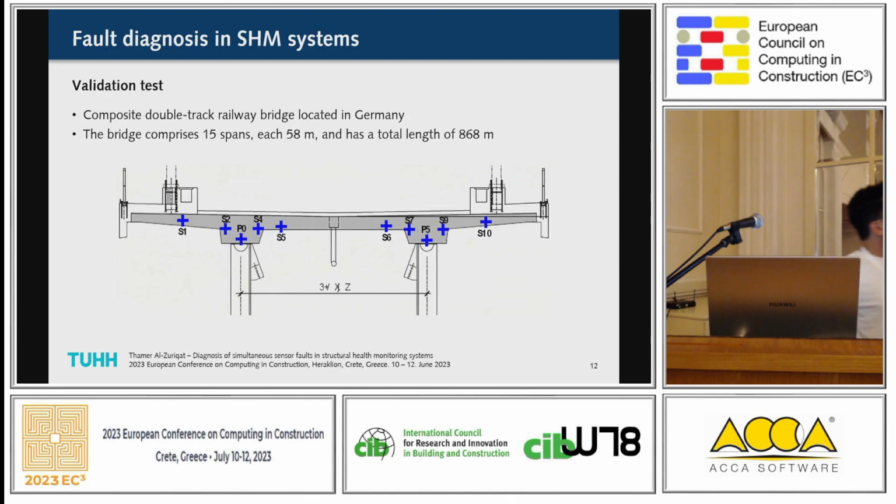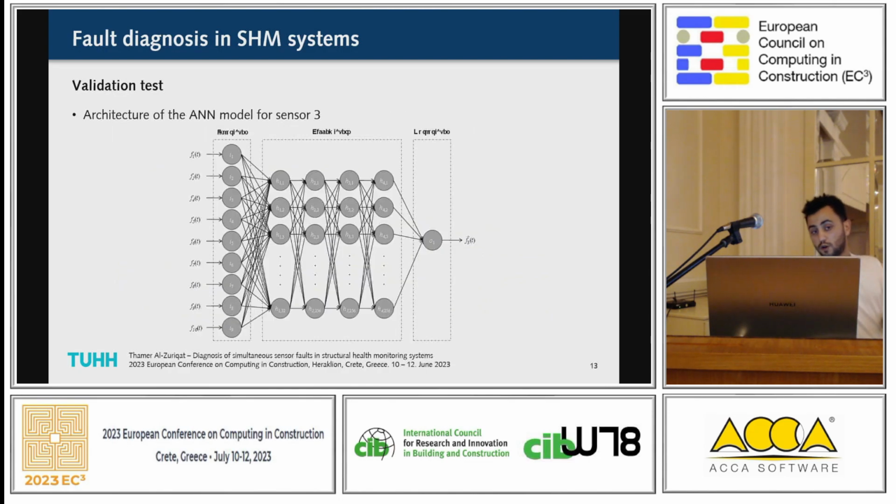So here's our validation test. It's an SHM system installed on a bridge in Germany, and it consists of 15 spans and has a total length of almost 870 meters. The 10 sensors we see here are temperature sensors embedded in the concrete. As I said, first we trained 10 models, and this is an example of model number 3, which is responsible for predicting outputs for sensor number 3.